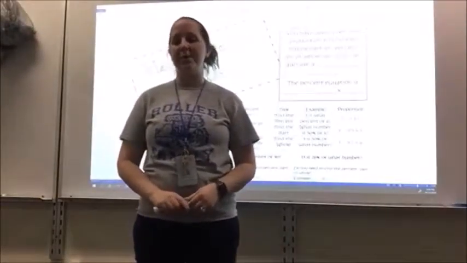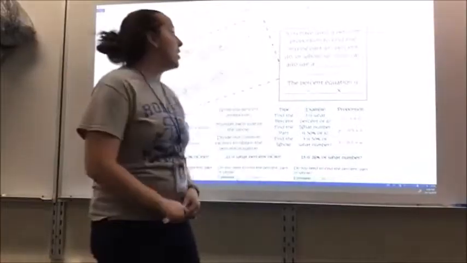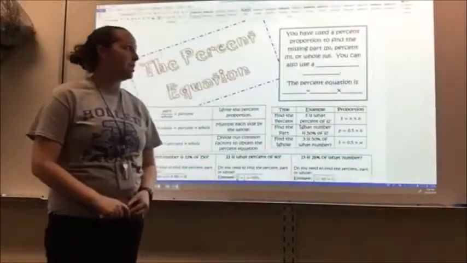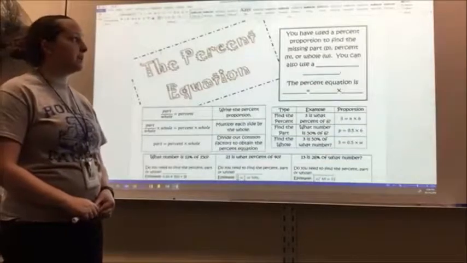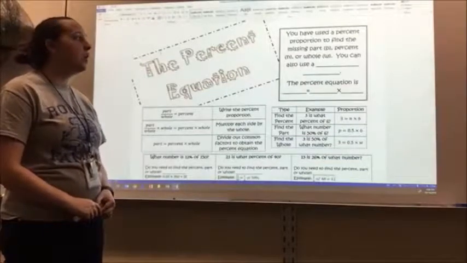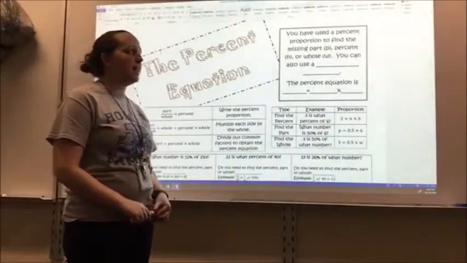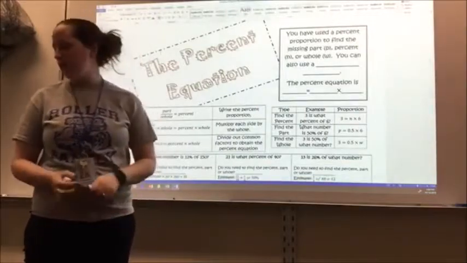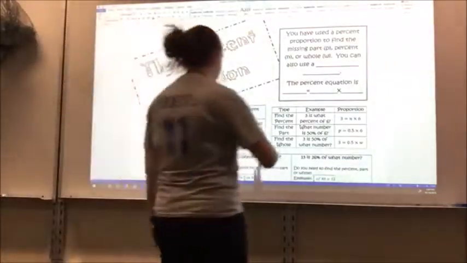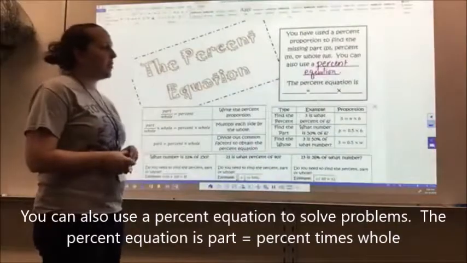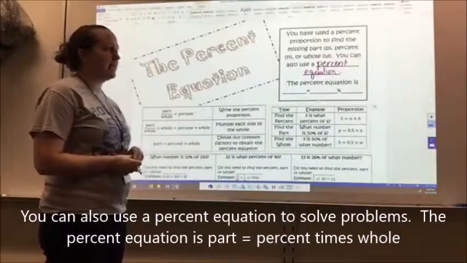All right, this is Chapter 2, Lesson 4, the percent equation. So, you have used a percent proportion to find the missing part, P, percent N, or whole W. You can also use a percent equation.